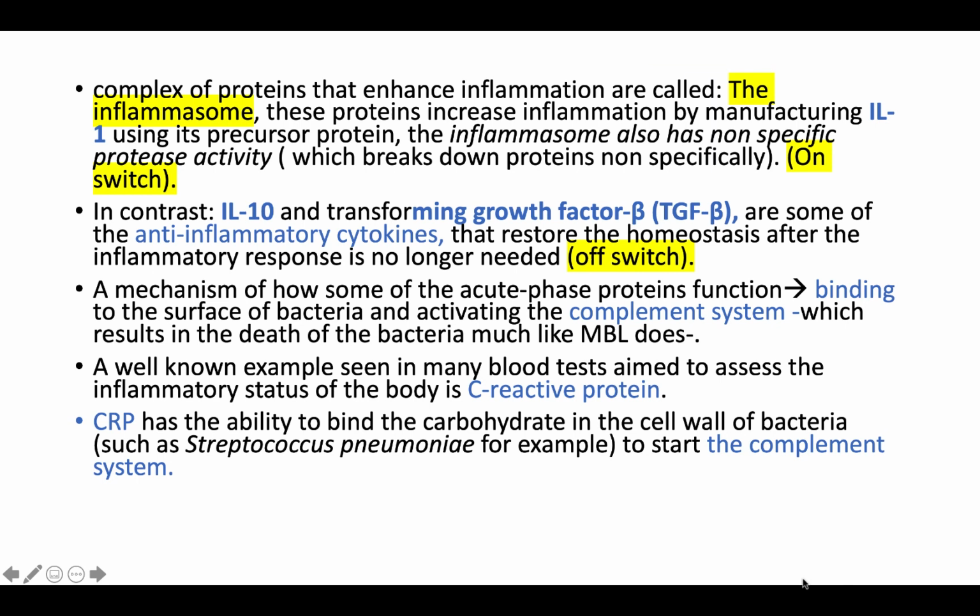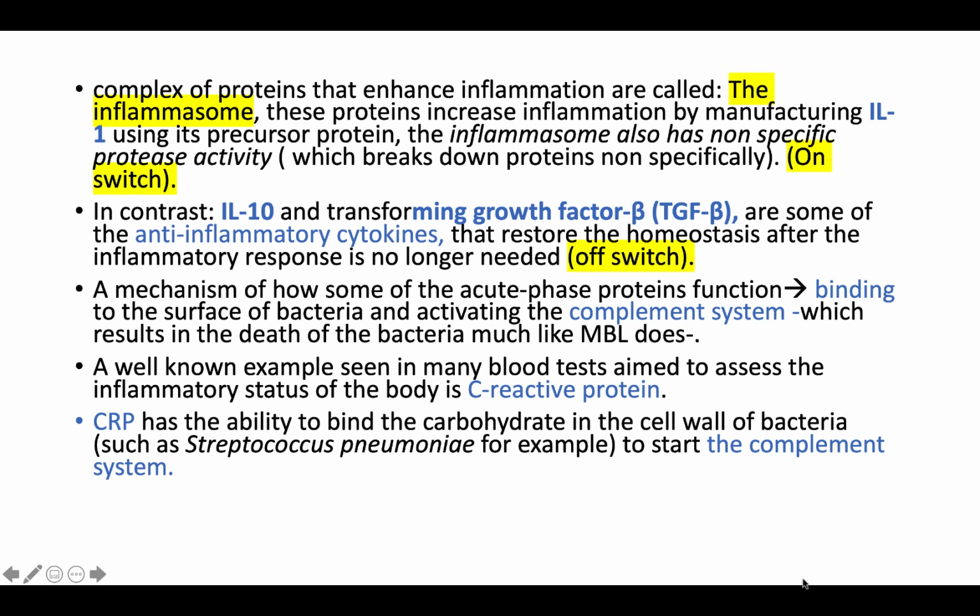أي شيء عندك بالجسم, if you turn it on, you have to have an off switch. Otherwise, it will keep going on and cause disease. Actually, it will keep going on and cause destruction. So you have to have an off switch to rein it in. Everything is in homeostasis. Everything is balanced. So to balance the inflammasome, interleukin 1, you switch it off with interleukin 10.